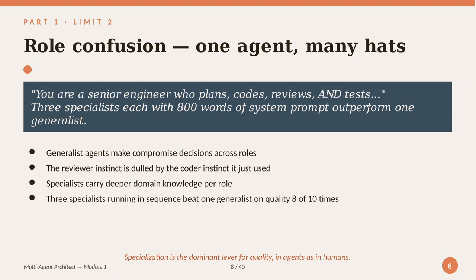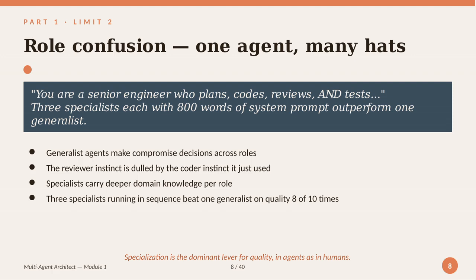3 specialists, each with 800 words of focused system prompt, outperform one generalist 8 times out of 10 on any given task. The reviewer specialist has 800 words on what good code review looks like, security patterns, performance heuristics, test coverage criteria. The coder specialist has 800 words on idiomatic patterns. The planner specialist has 800 words on decomposition and trade-offs. The generalist would need 2,400 words to match, and the prompt window doesn't have that much room when you also need to fit the user's actual task.